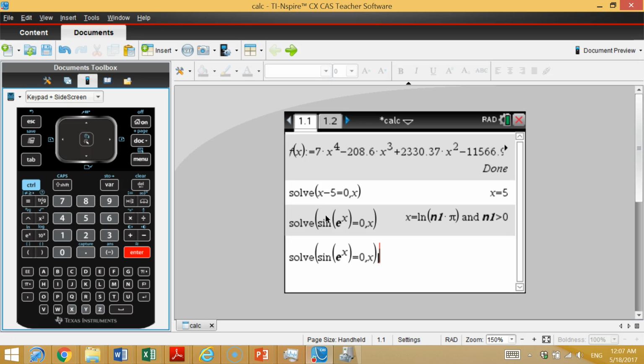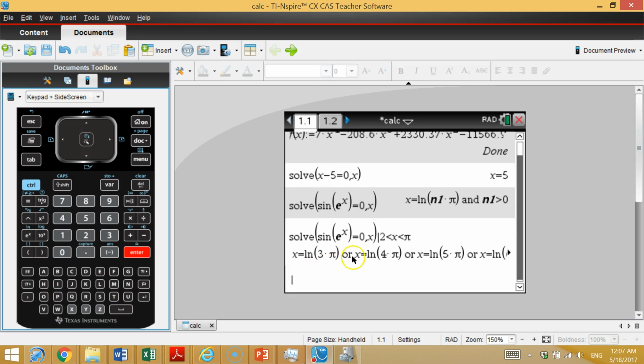And now I'm going to tell it where I want to find the answer. So I'm going to do 2, and go back to my less than or equal, less than x less than pi. Pi is next to the h. And now it's only going to find solutions in there. And there they are.